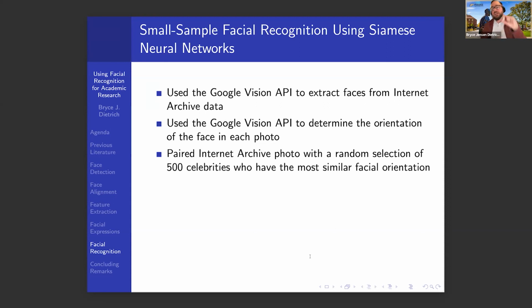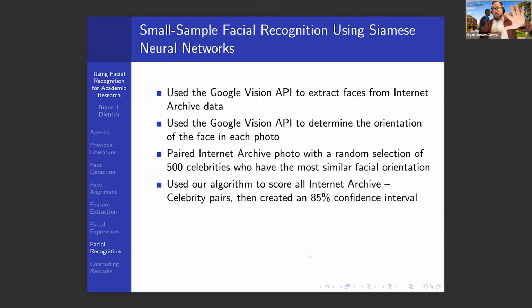We took that face and then we compared that face to 500 randomly selected celebrities from a massive celebrity database of tens of thousands of celebrities. And then we tried to choose faces that had the same facial orientation. So we did the face alignment task, which I've already talked about earlier in the talk. And then once we had those pairs, we then used the algorithm I just talked about and scored those photos in terms of the likelihood that those individuals are the same person.